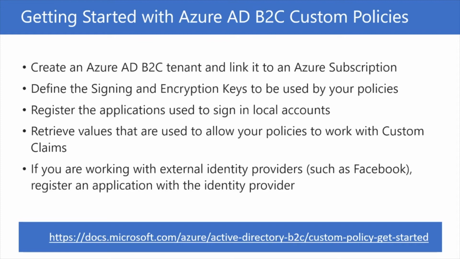Next, you'll need to create keys that your custom policies will use to both sign and encrypt the tokens that it's going to issue. Assuming you're working with local accounts, you're going to register a pair of applications that allow your policies to use the Azure AD B2C tenant's OpenID Connect endpoints to sign in those users. If you're working with custom claims, you'll also need to obtain a couple of values that will be used to work with the underlying Azure AD data store to save and retrieve those claims.